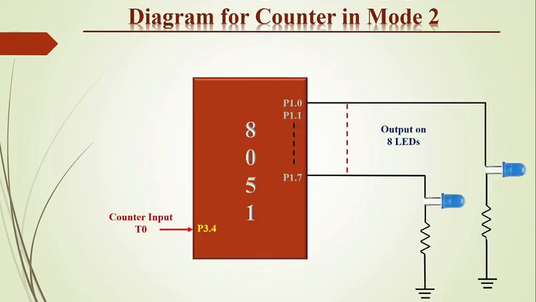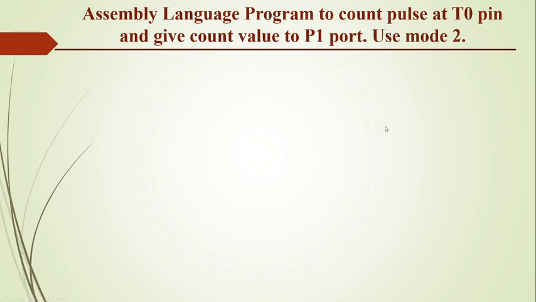So here is the diagram. For 8-bit auto reload mode, 8 LEDs are connected to port 1, from P1.0 to P1.7, where the 8-bit count will be displayed. Now the pulses at the T0 pin we have to count and display this value on port 1, and we have to use mode 2.